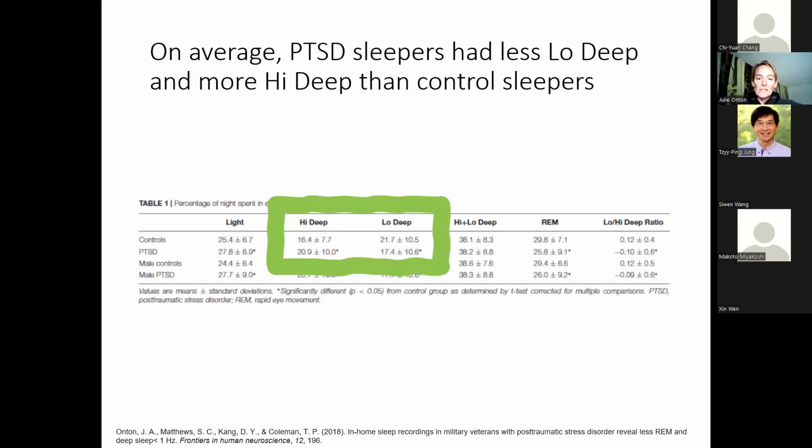Okay, so what I found was that on average, PTSD sleepers had less low deep sleep and more high deep sleep. It was actually completely flipped. About 16.5% of the night in high deep sleep for controls versus 21.7% in low deep sleep. And then PTSD sleepers, about 21% in high deep sleep versus 17.4% in low deep sleep. But when you add up the high and low deep sleep, their percentages were identical, meaning that deep sleep was conserved, but the balance between high and low deep sleep was altered between these two populations.